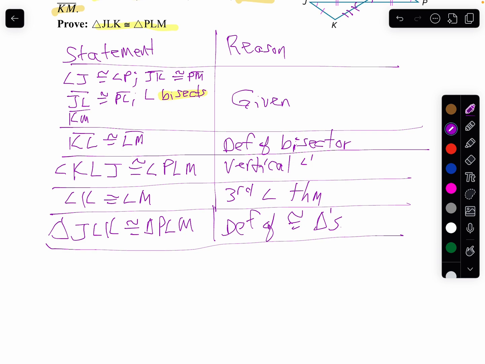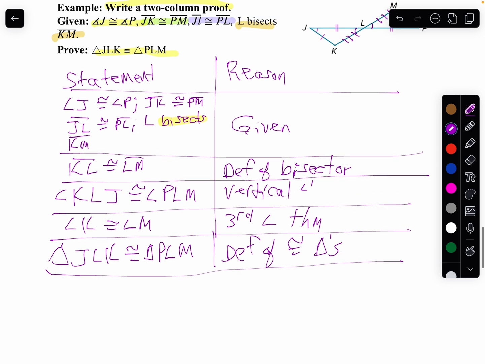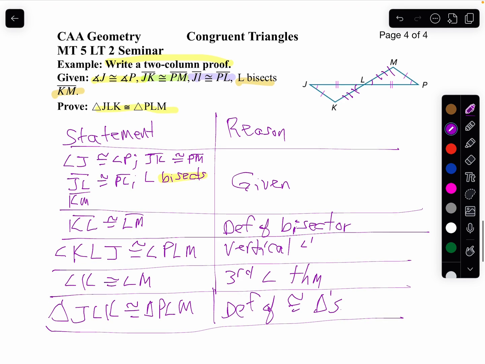Not so bad, but that first step was a doozy because we had a ton of givens. And that'll probably happen with you on your assignment, that if I do ask you to prove triangles congruent, it's not going to be very long. I mean, your given is going to be huge, and then you have to figure out maybe a couple other things so you can say they're congruent.